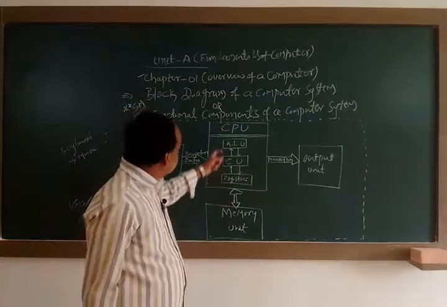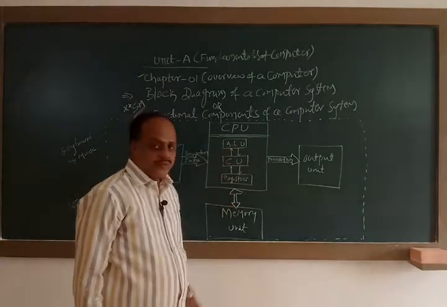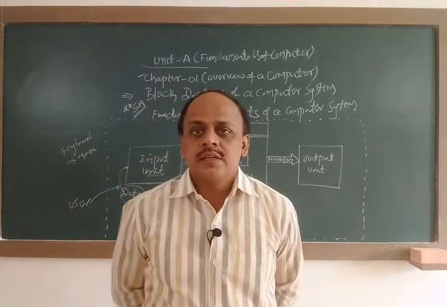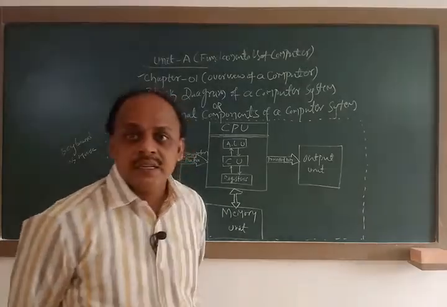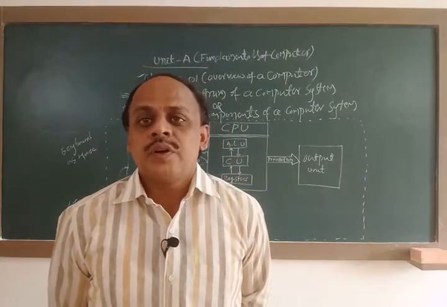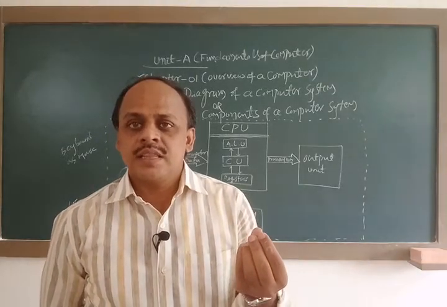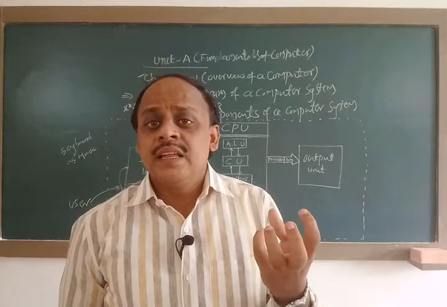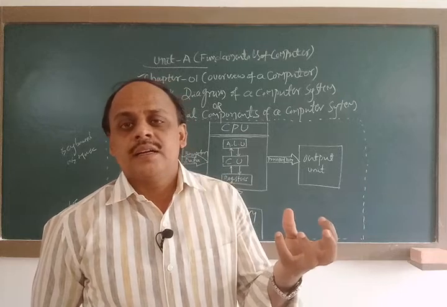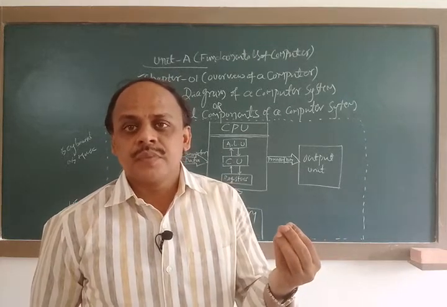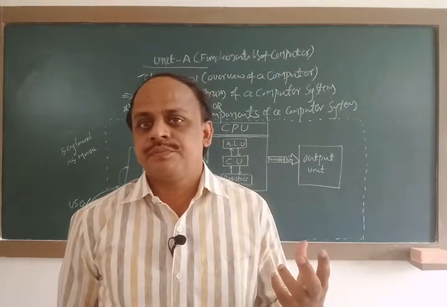So here it contains three parts: ALU, CU, registers. ALU stands for arithmetical and logical unit. CU stands for control unit. Registers are nothing but a very small amount of data storage device. Registers are also memory, but the storage capacity is very less, and they are going to store data or instructions which are needed for processing.